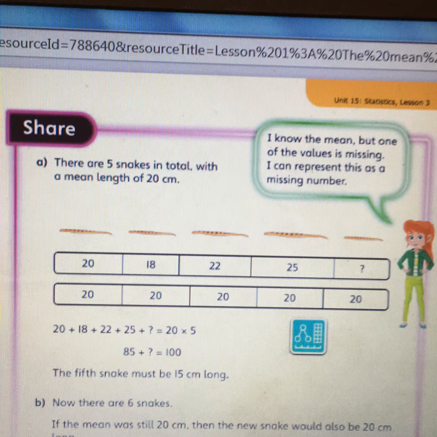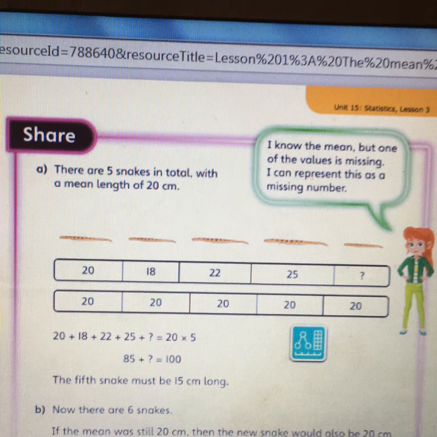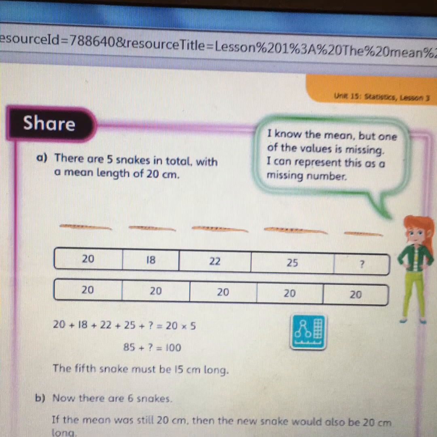And once you've worked that out, then you can work out the length of the snakes you've got so far, which is that top bar model. And then you can see, you just need to work out the difference. What's the difference between 85, which is what you know the snakes equal, and 100, which is what the snakes need to equal?